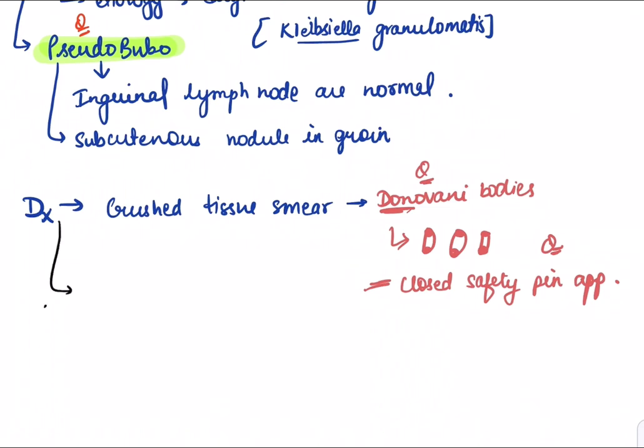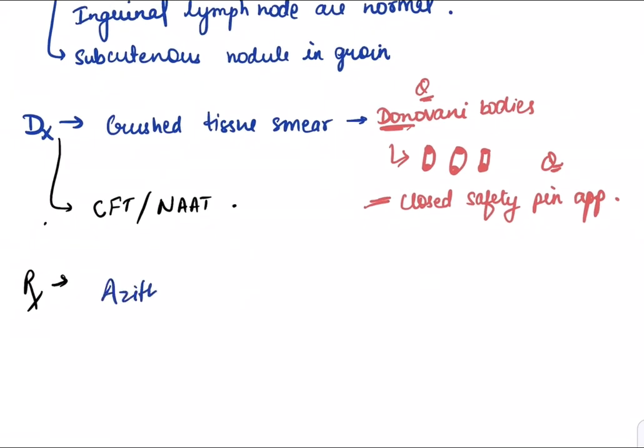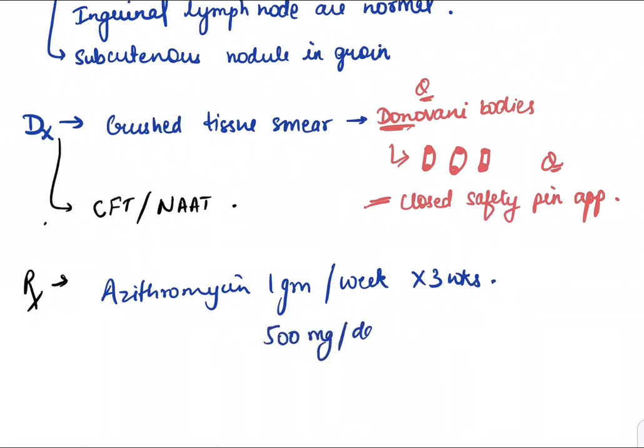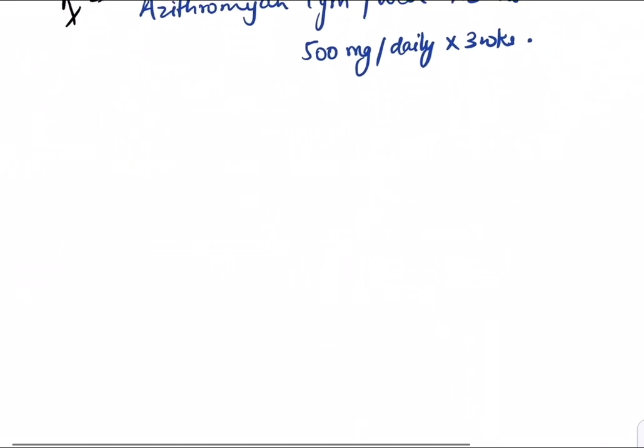Now what test do we do? For the diagnosis, we also do the CFT test or NAAT, nucleic acid amplification test. Now what is the treatment? For the treatment, we give azithromycin 1 gram per week for 3 weeks, or we can also use 500 milligram daily for 3 weeks. We can continue this treatment until the ulcers heal. So this is all about genital ulcer disease.